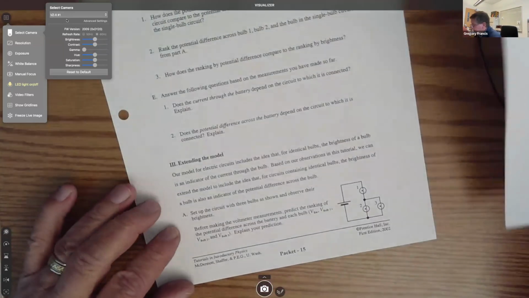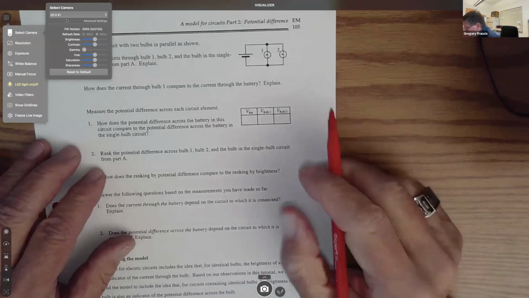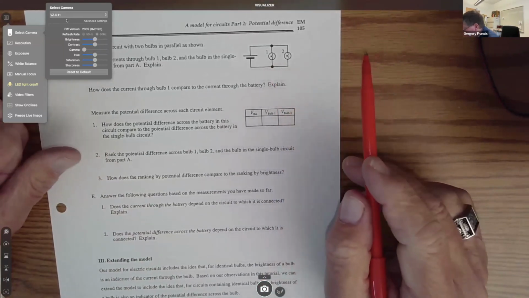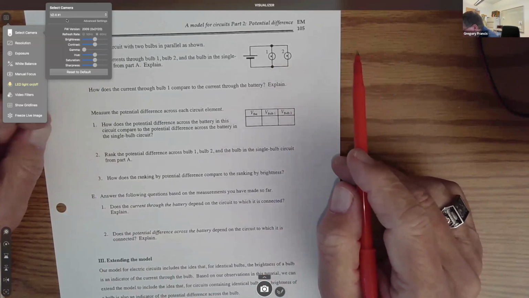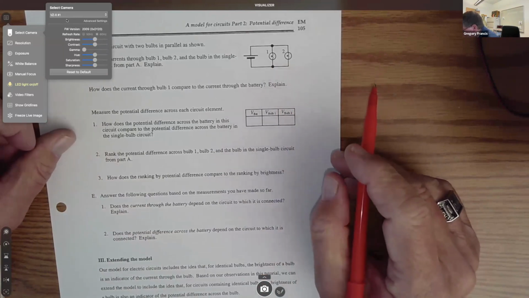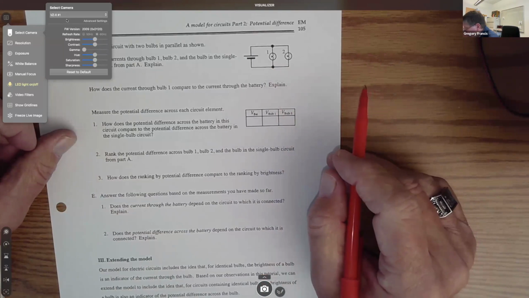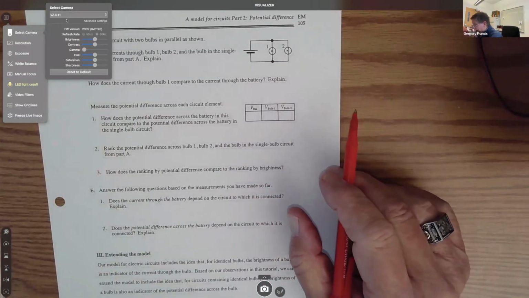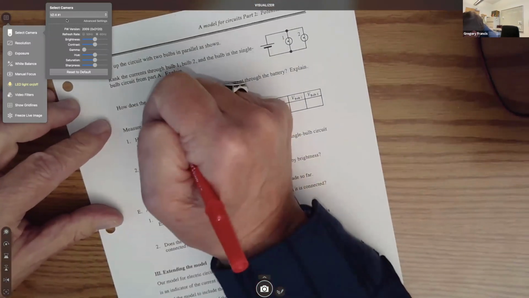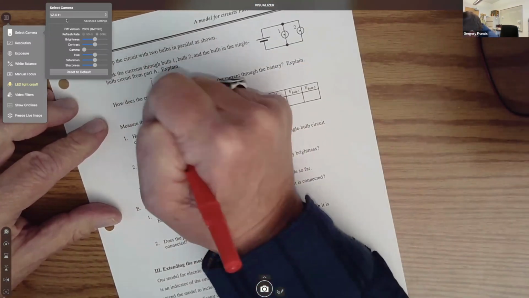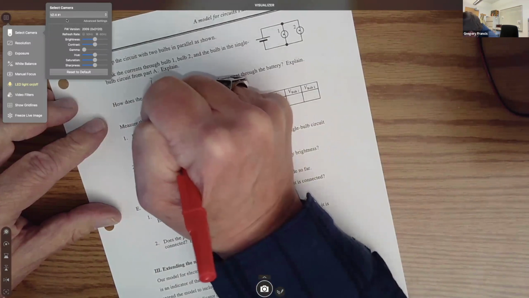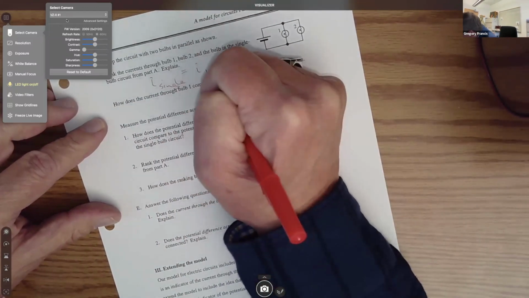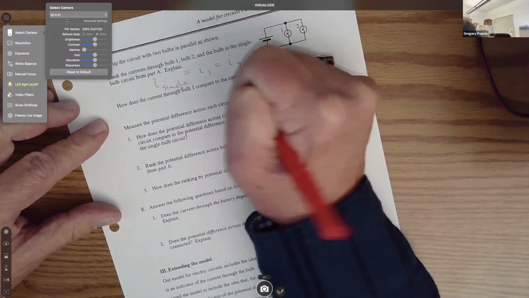Okay, now let's set up the circuit with two bulbs in parallel as shown. Rank the current through bulb 1 and bulb 2 and the current in the single bulb circuit from part A. Well, they're all equally bright, so the current through the single bulb is equal to the current through bulb 1 is equal to the current through bulb 2.